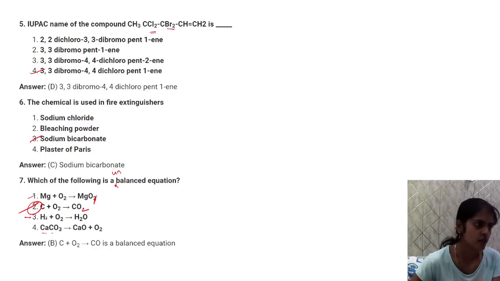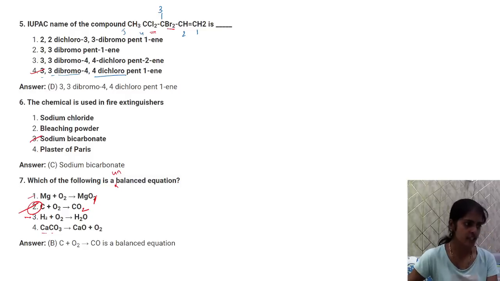Next one, IUPAC name of the compound CH3CCl2 CBr2 CHCH2. See here, bromine is there. Okay, and where is bromine? It is on the third carbon. So 3 dibromo, 2 bromines are there. So dibromo, 4 dichloro. Okay, we will write the numbering from here. 1, 2, 3, 4, 5. 4 dichloropentene. Okay, double bond is there. So it is pentene. 5 carbons are there.